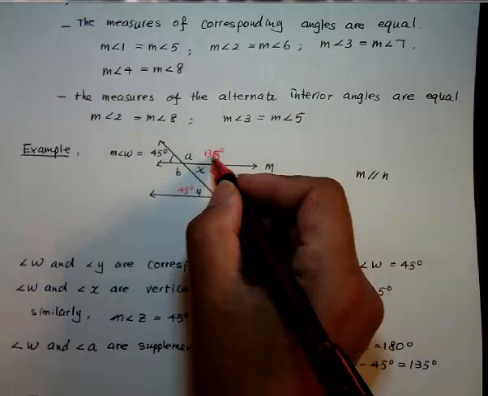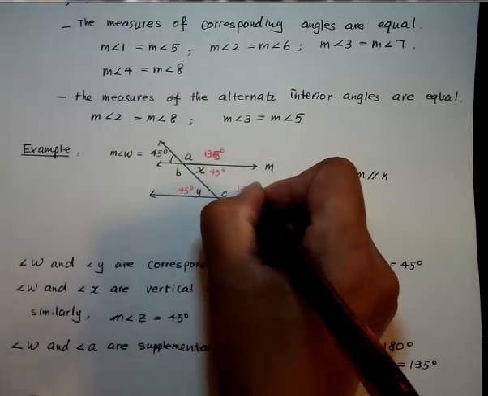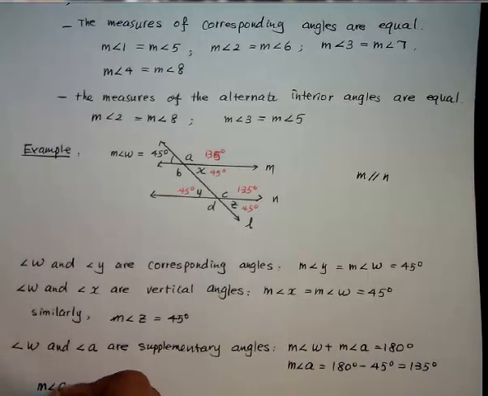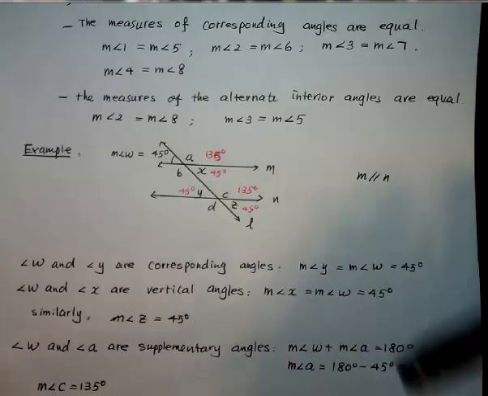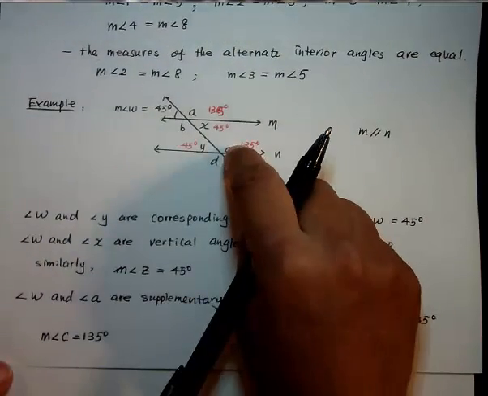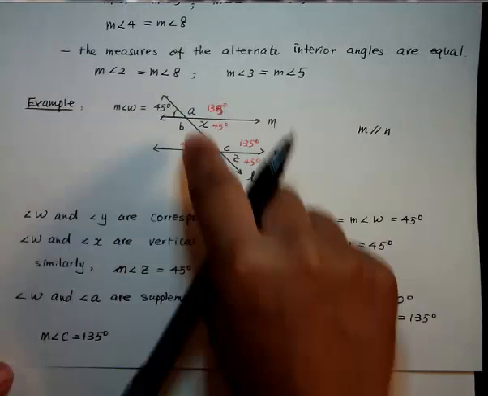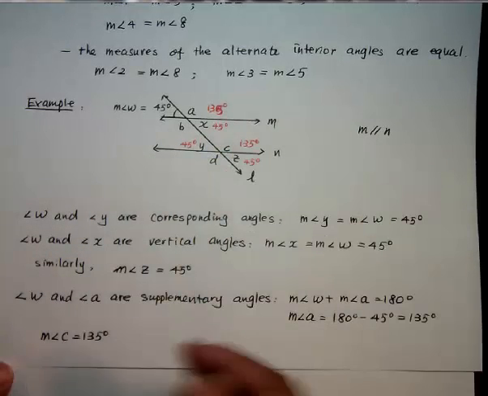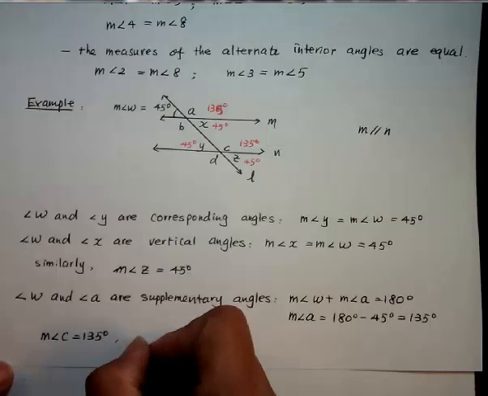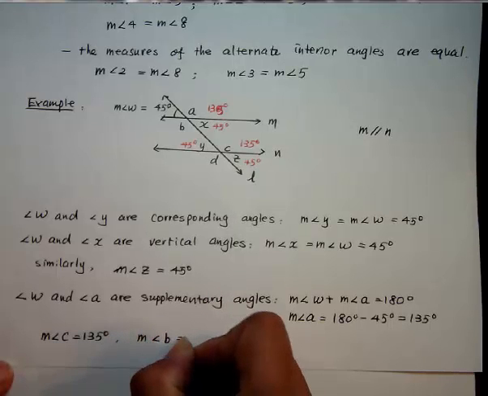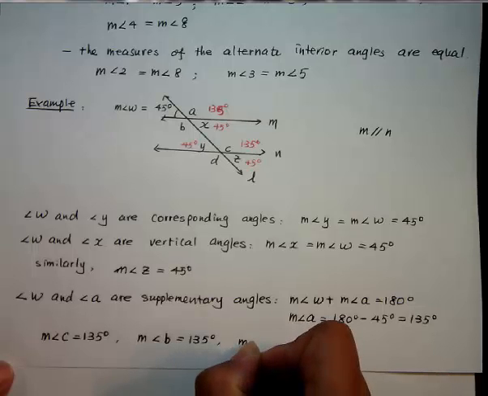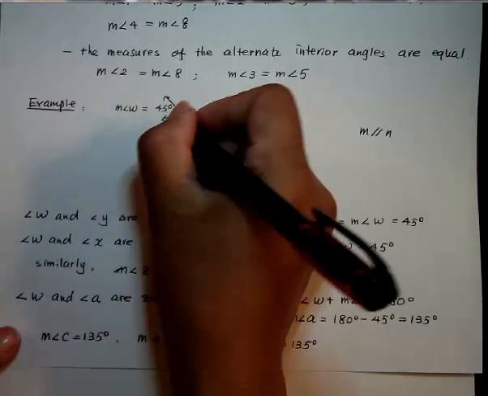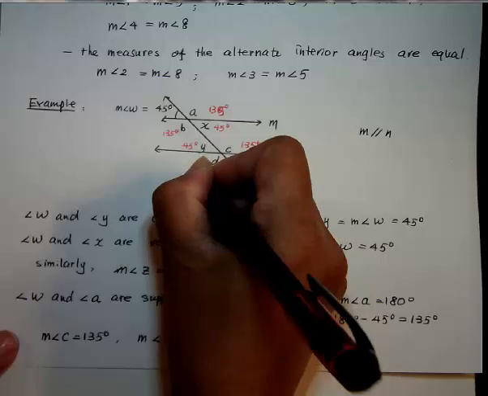Similarly, these are corresponding angles. So angle C's measurement will be equal to 135 degrees, again because it is the corresponding angle of angle A. Angle A is the vertical angle of angle B, and angle D is the vertical angle of angle C. The measurements should be the same. So the measurement of angle B will be 135 degrees, and so does angle D. So those are 135 degrees, 135 degrees.